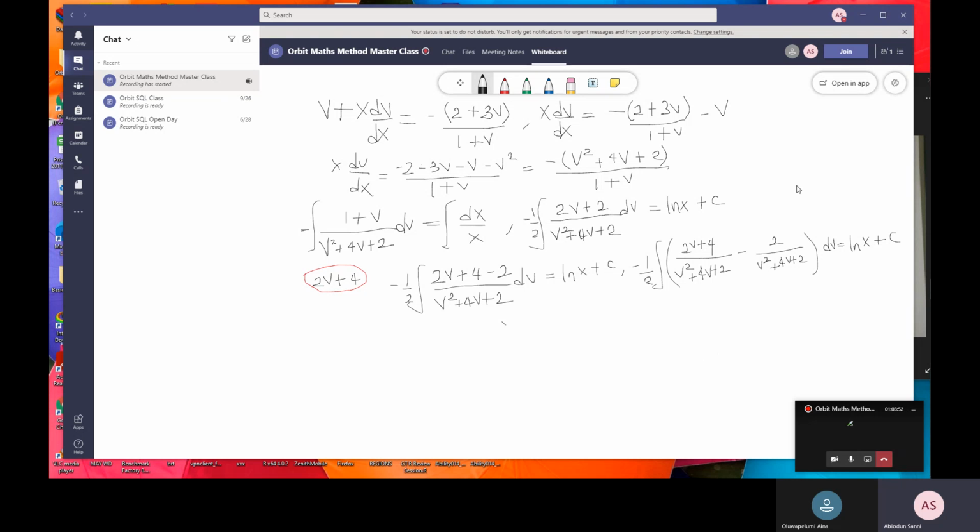Okay, now the integral of this one is ln of the bottom. So I will now have minus 1 over 2 ln of v squared plus 4v plus 2. And I have to deal with this second integral, which is 1 over v squared plus 4v plus 2.